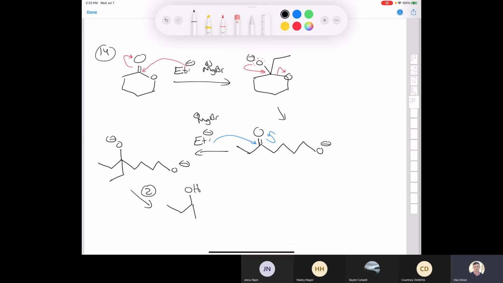a tertiary alcohol here, and you end up with a primary alcohol here. And so that would be the final product. You end up with two alcohols.